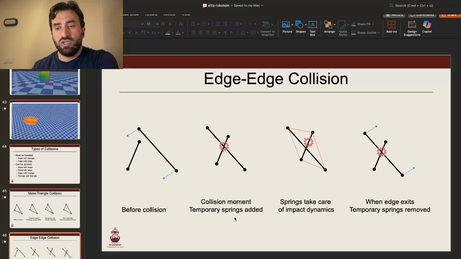And the other one is edge on edge. So these are edges that could have a collision. Again, the same way here, once the collision happens, you add these temporary springs connecting the nodes of the edges, and see how they impact or are impacted. The springs take care of the impact dynamics, and then when the edges exit the collision situation, the temporary springs are removed.